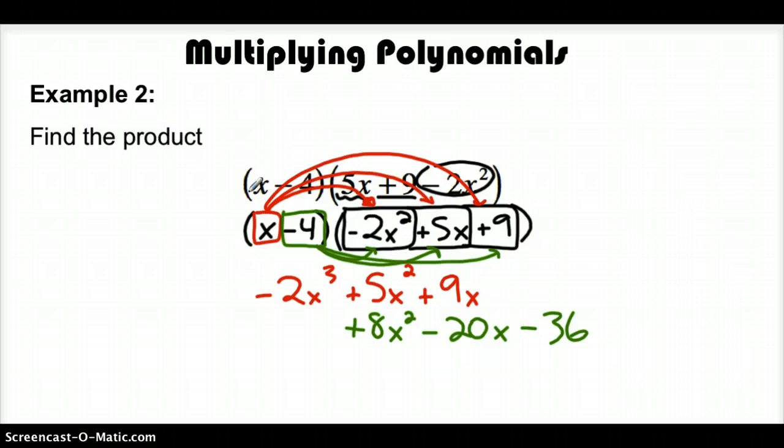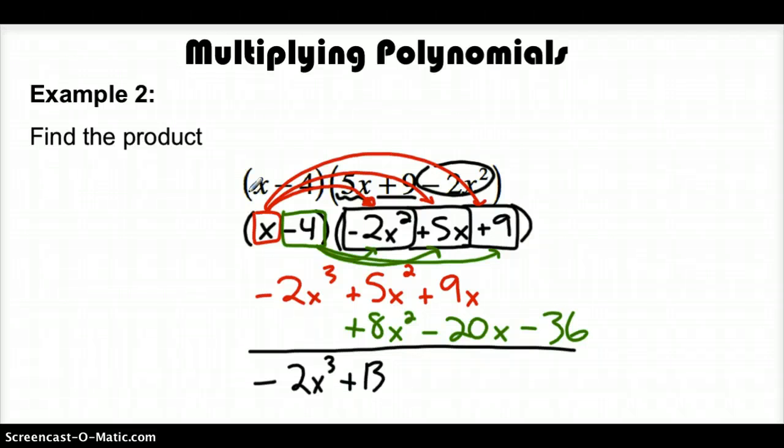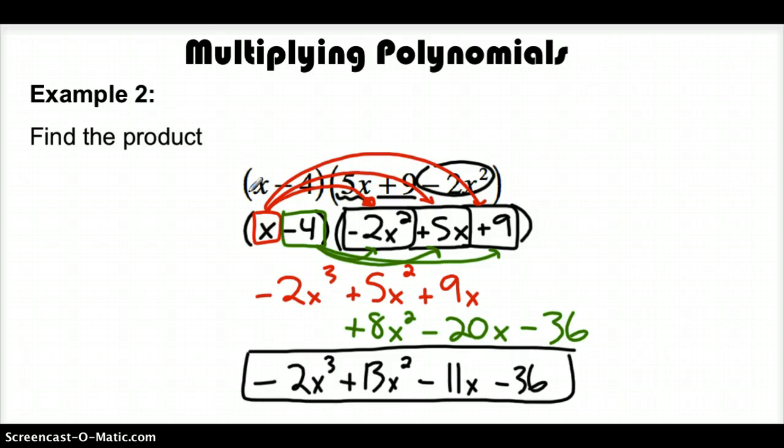Okay, now I can just add up my columns nice and easy here. Okay, my -2x cubed is just going to come down. My 5x squared plus 8x squared will give me a positive 13x squared. Now it looks like I've got a 9x plus a -20x will give me a -11x. And then my -36 will come right down here. Okay, so again, that's multiplying polynomials by using that speed dating method.